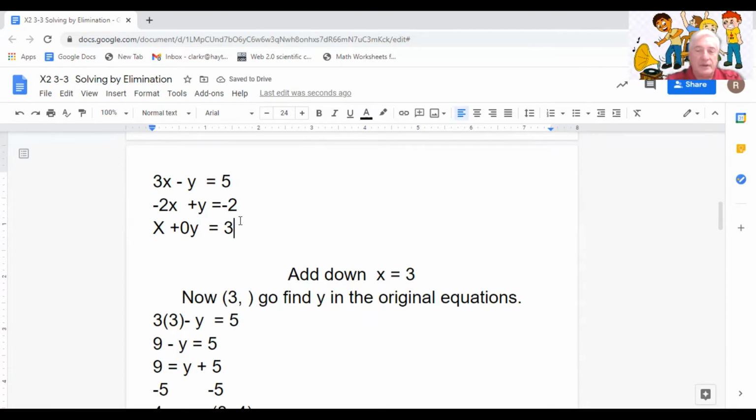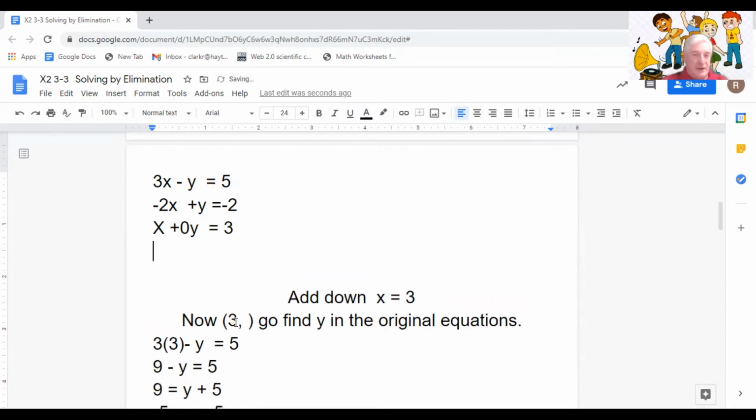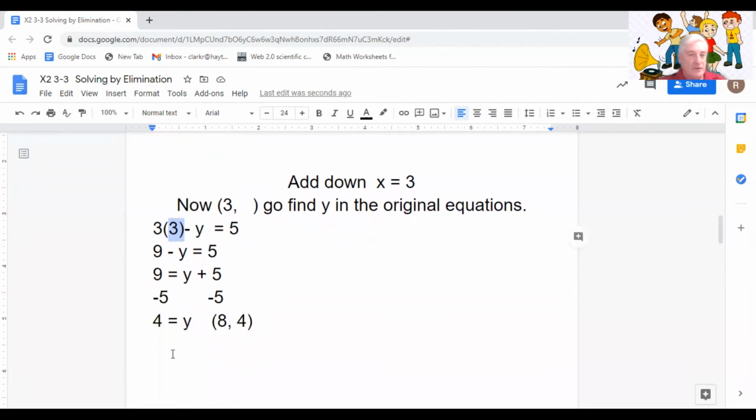So I got x equal 3. I put my 3 in the point. It's an X, so you make sure it's first. I leave room for the Y that's coming. Now I got to go find the Y. How do I find the Y? Substitution. We did that the other day. I'm going to take the original equation. I'm going to substitute in the 3 for X. And I get 9 minus something is 5. The something obviously is Y equal 4. So my answer is 3, 4.